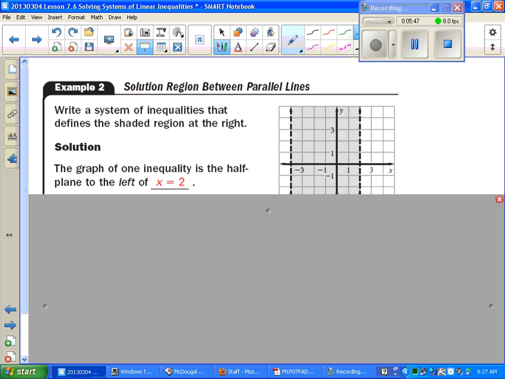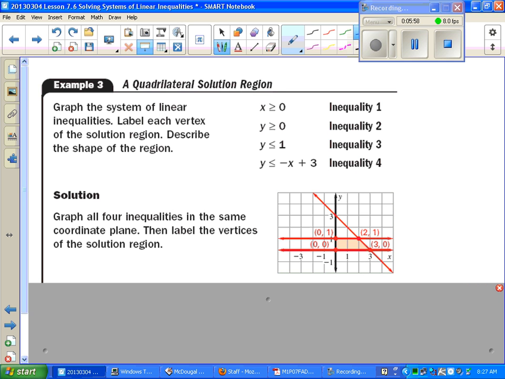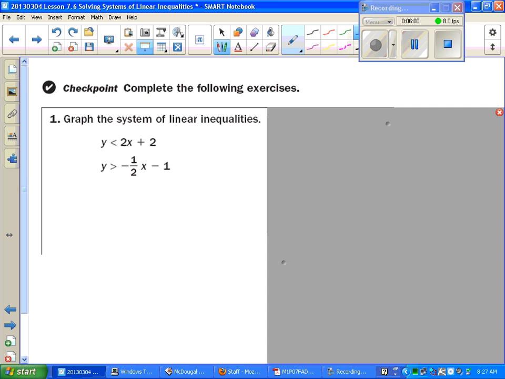Example number 2 says, write a system of inequalities that defines the shaded region at the right. We'll actually come back to this one tomorrow. I want to go a little bit past this for right now. Same thing with example number 3. Let's look at checkpoint number 1.